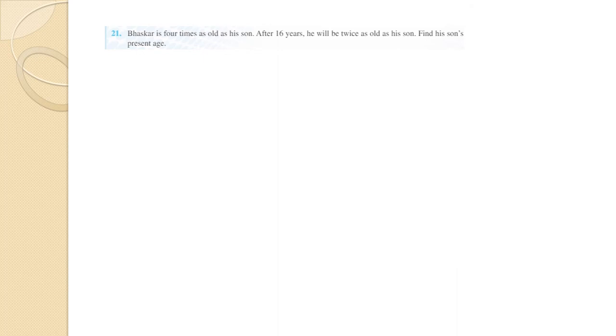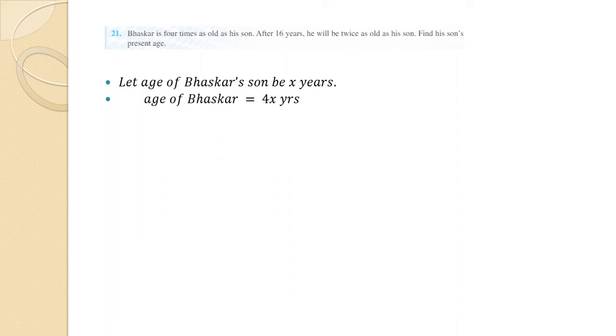I have taken here question number 21. It reads, Bhaskar is 4 times as old as his son. After 16 years, he will be twice as old as his son. We have to find his son's present age.